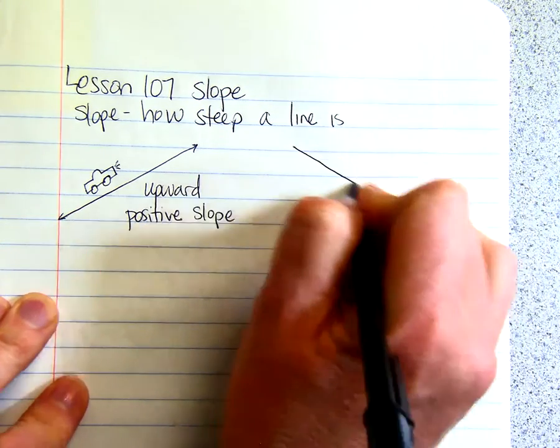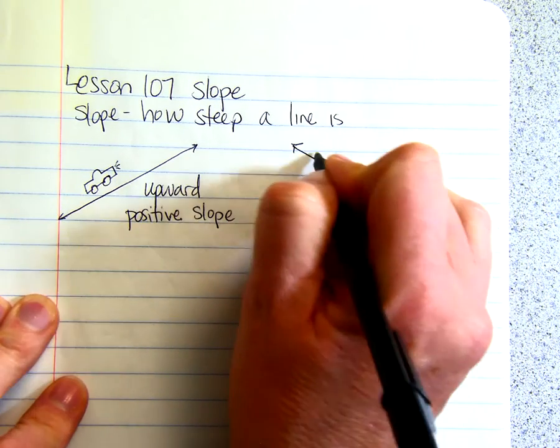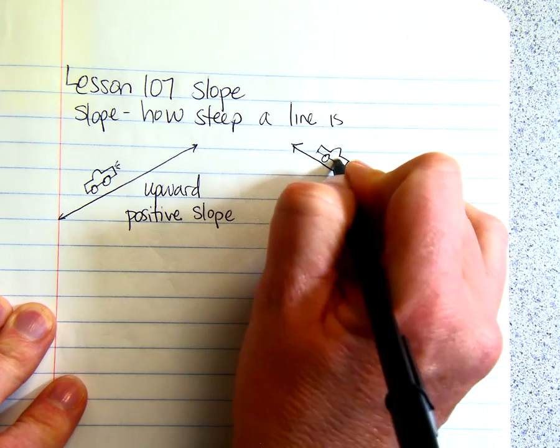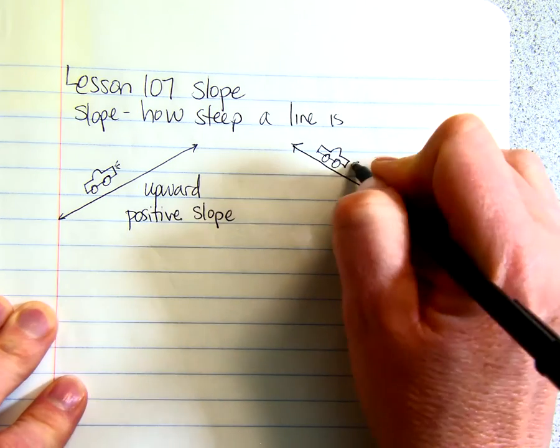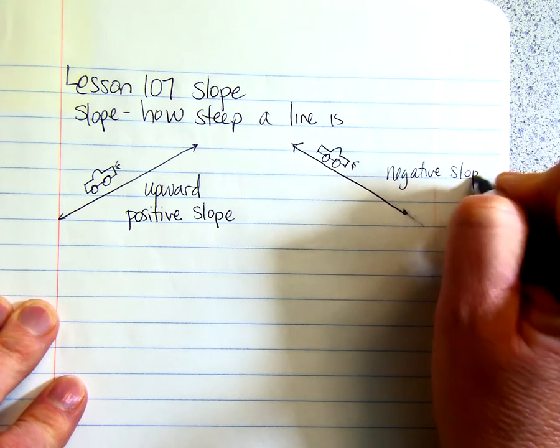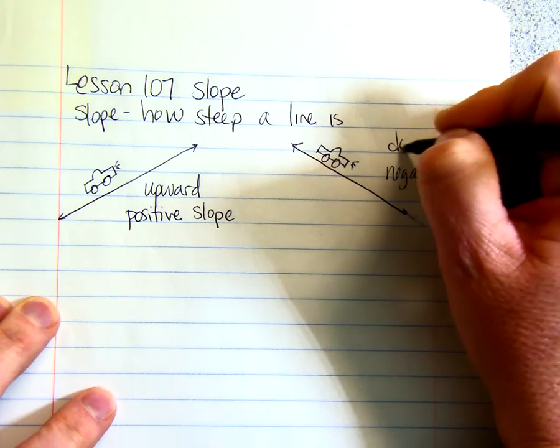And if we are going downhill, it will be a negative slope. And this is downward.